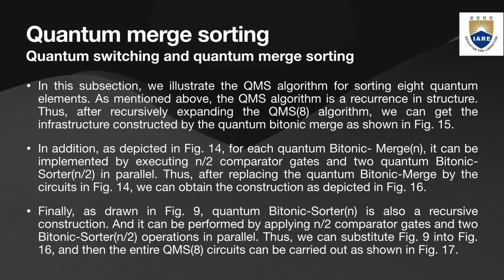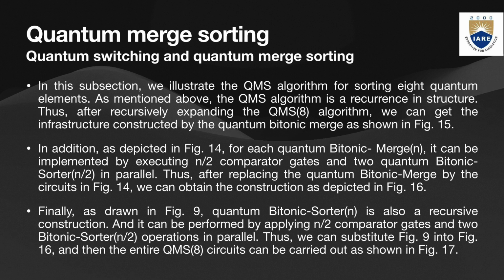Finally, as drawn in figure 9, the quantum Bitonic sorter is also a recursive construction and can be performed by applying n by 2 comparator gates and two Bitonic sorter n by 2 operations in parallel. Thus, we can substitute figure 9 into figure 16 and then the entire QMS circuits can be carried out as shown in figure 17. So now let's jump on to the next topic.